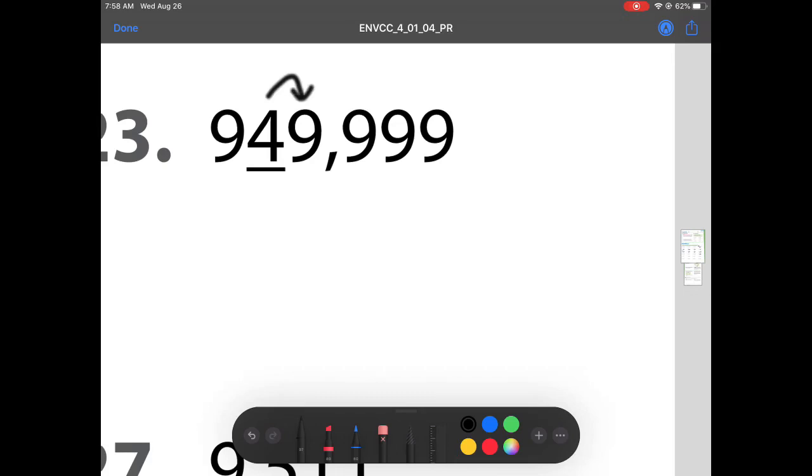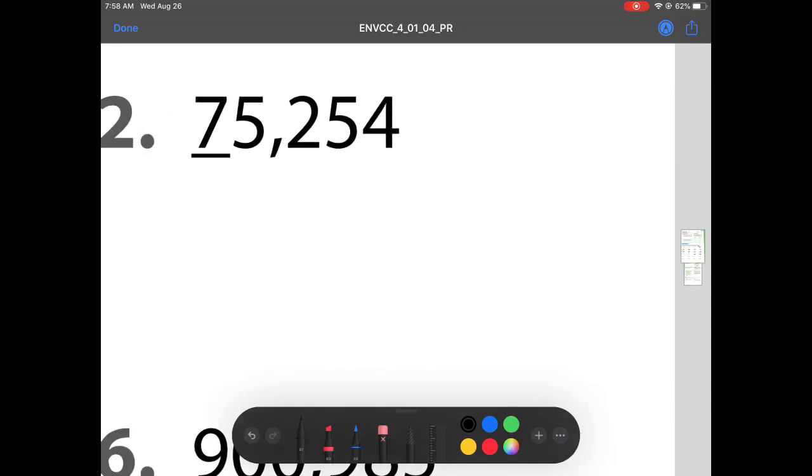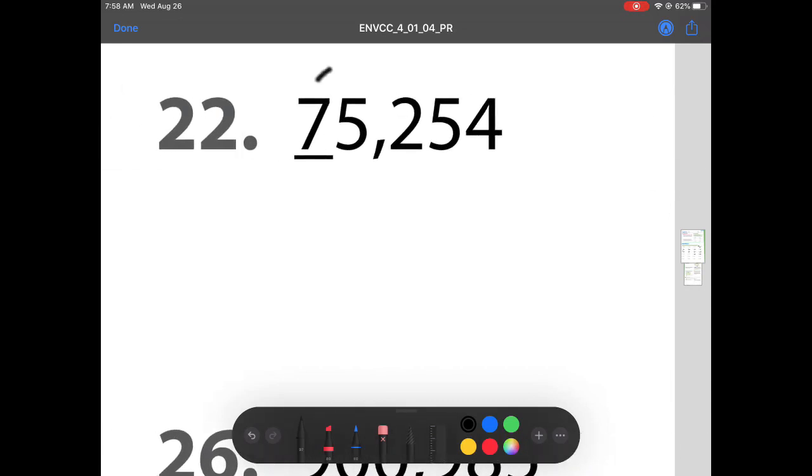Go next door. 4 or less, we let it rest. So this 4 is going to rest and stay a 4. Look to the right, put zeros in sight. Everything to the left stays the same. Our next one, go next door. It's 5 or more, so we add one more to our place value. So this becomes an 8. Look to the right, put zeros in sight.